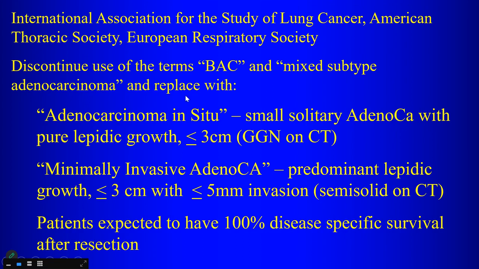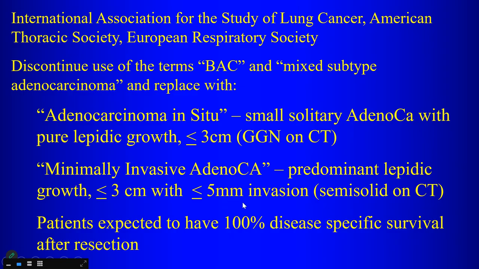So now the terms that are used for what used to be called BAC are adenocarcinoma, and what is the correlate of that on imaging? Small solitary tumor, pure lipidic growth. So the correlate of that on imaging is a lesion less than or equal to 3 centimeters, purely ground glass on CT: adenocarcinoma in situ. So if you have a ground glass opacity lesion less than 3 centimeters, if we think it's tumor, that might be adenocarcinoma in situ. Minimally invasive adenocarcinoma here has predominant lipidic growth. Again, the tumor is less than or equal to 3 centimeters with less than or equal to 5 millimeters of invasion.